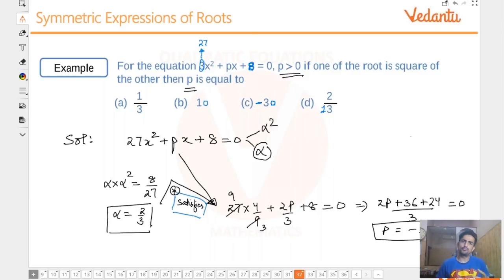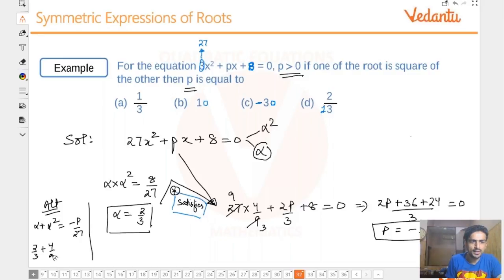Yes, Rajneesh, we can use sum of roots also. From there also we can proceed. Of course, we could alternatively use sum of roots equal to minus p by 27. So 2 by 3 plus 4 by 9 equal to minus p by 27. From here you will get your p. I used this thing because I just explained this concept, no? That root satisfies the equation. So I was just re-emphasizing that fact.